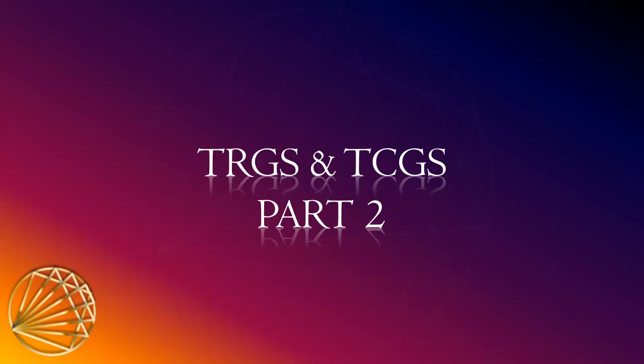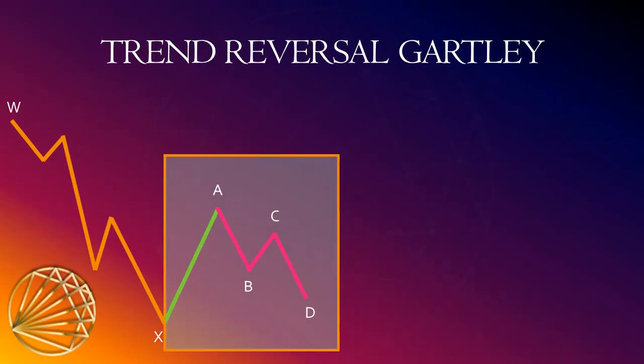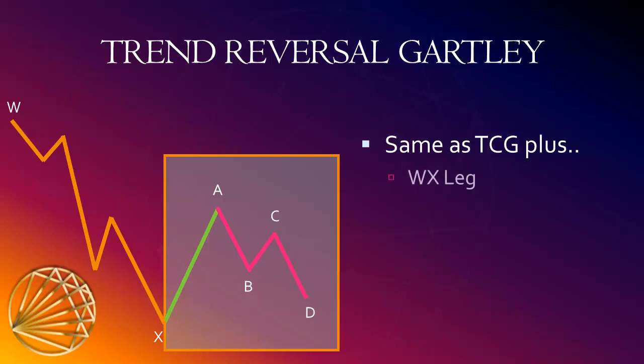Trend continuation Gartley. Let's now look at the TRG, or the trend reversal Gartley. To review, the TRG is the same as the TCG, but we have two additional criteria. Number one, we want to see the WX leg prior to the X, A, B, C, D. This is similar to the material that Gartley originally talked about in Profits in the Stock Market.